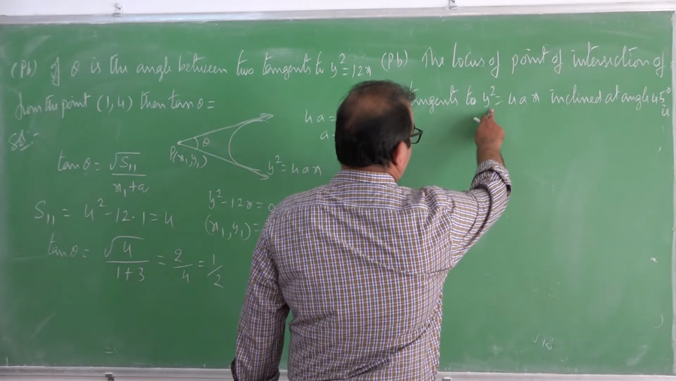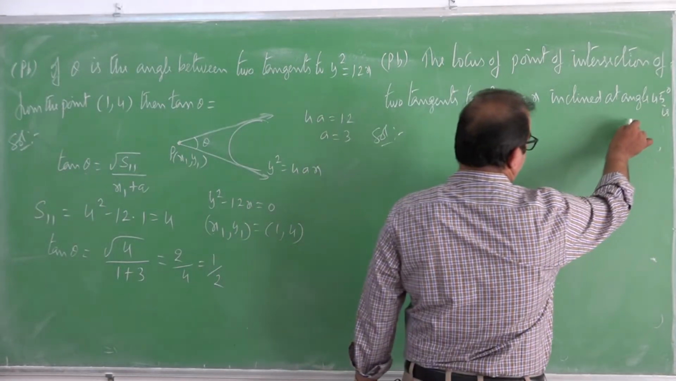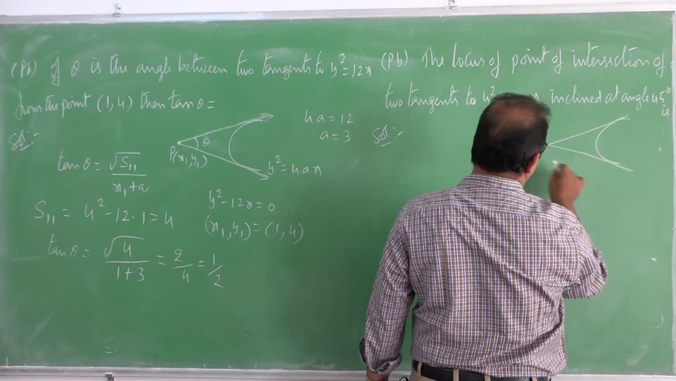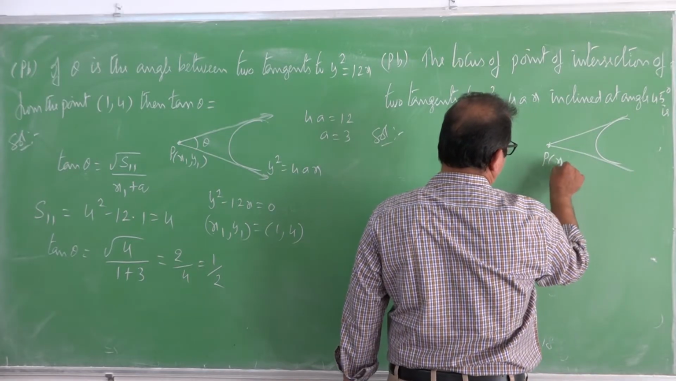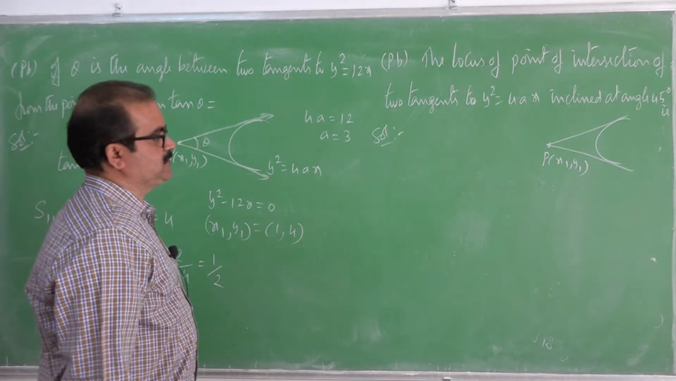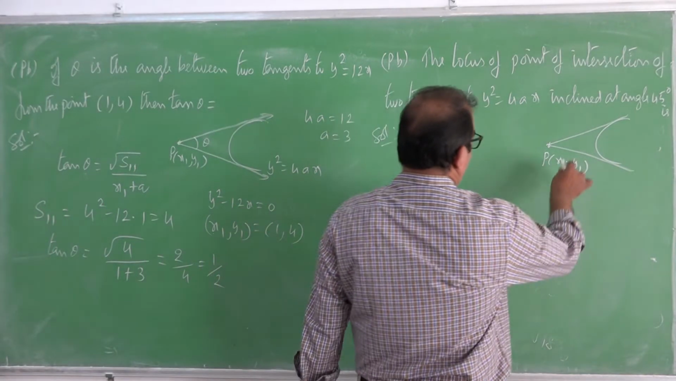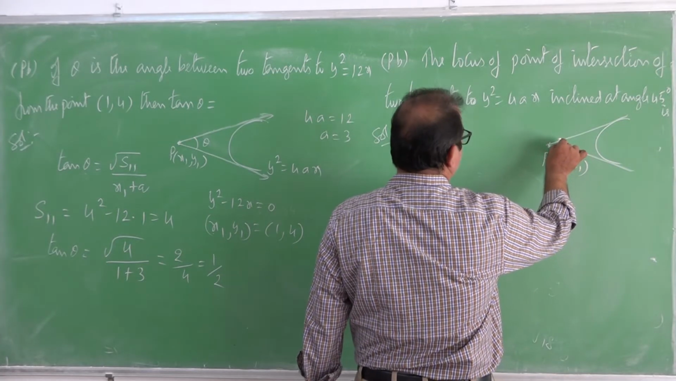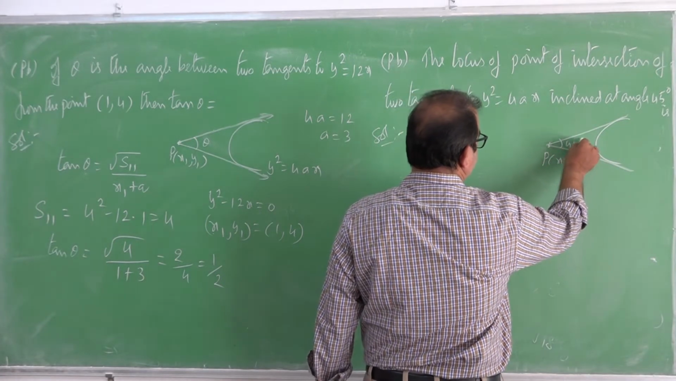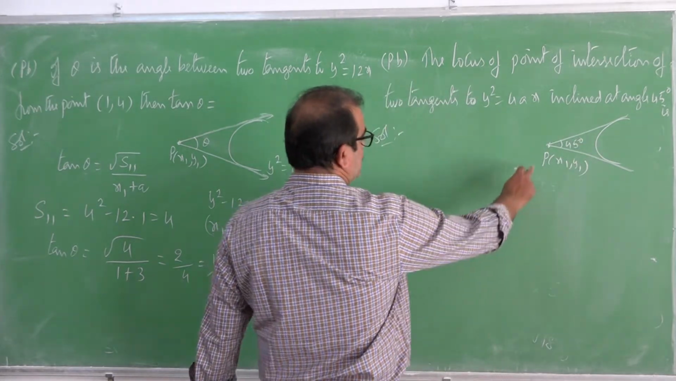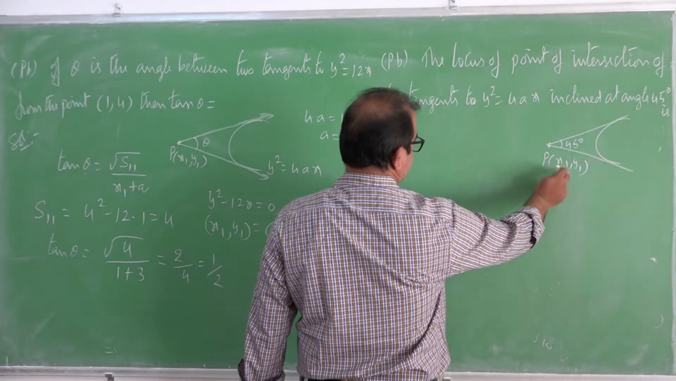To this parabola, two tangents are drawn from an external point P(x1, y1). P(x1, y1) is the external point. What is the angle between these two tangents? 45 degrees. Angle is 45 degrees. Find the locus of this point of intersection P.